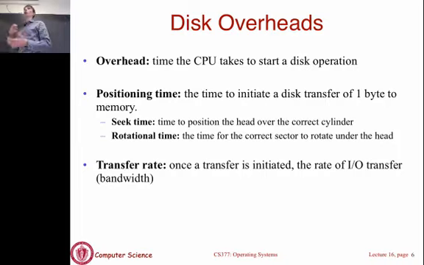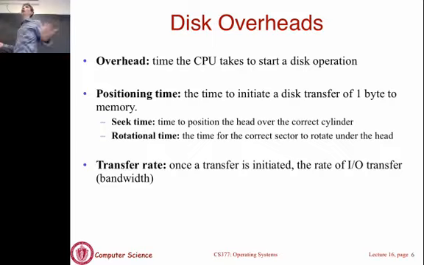Right, you're actually issuing something to the device driver and actually doing that in software. But really, the main sources of overhead are positioning time, which is basically two components. We have what's called the seek time, so that's where we're positioning the head over the correct cylinder. And then once we're positioned over the correct cylinder, we have the rotational time, which is waiting for the disk to spin so that we are over the right sector. Right, and then there's actually the transfer rate, which is, once you're actually transferring, how quickly can you do that?